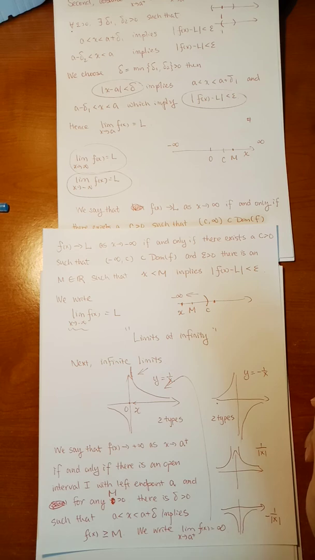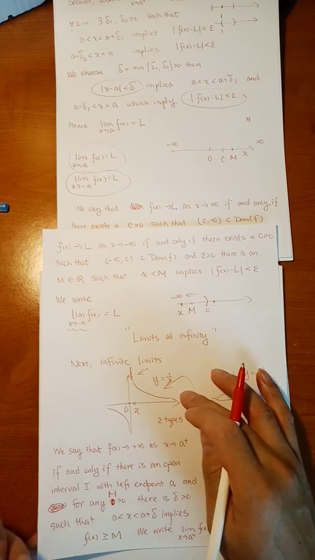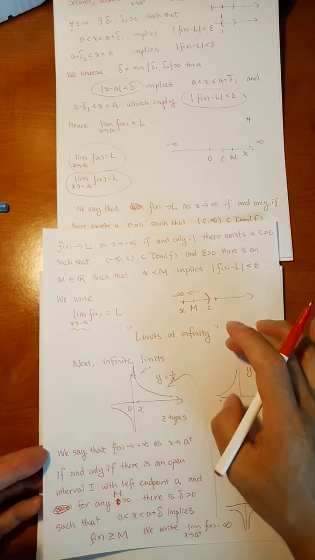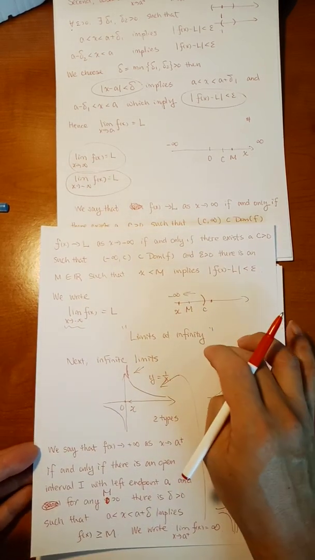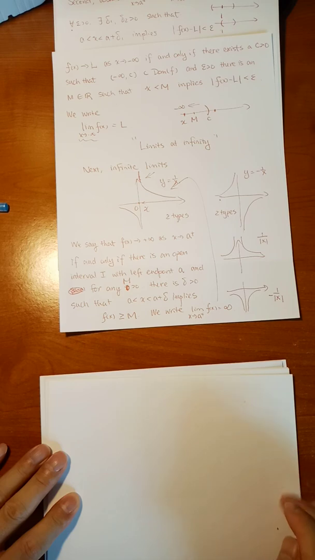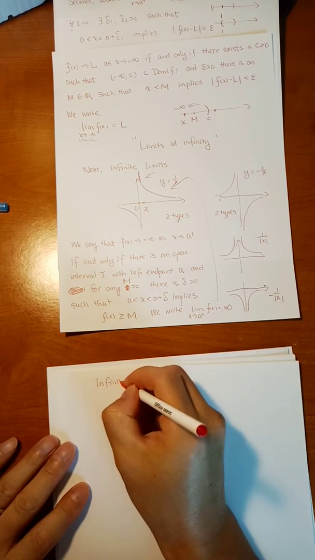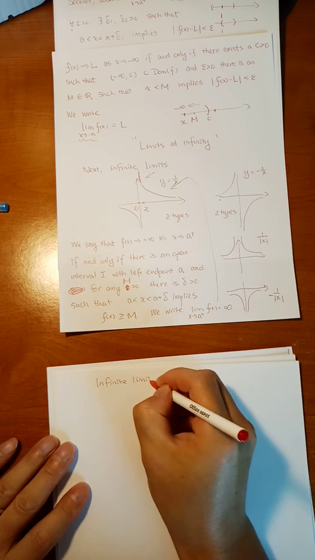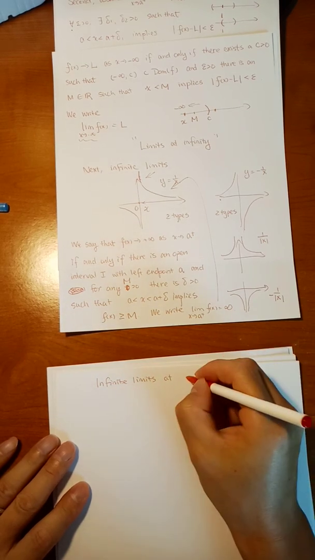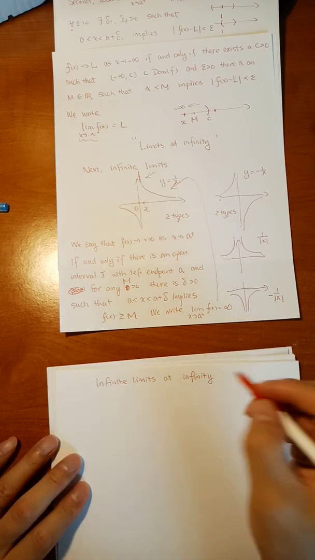After you get those limits at infinity and the infinite limit, we can get a combination of an infinite limit at infinity. Okay? So we have infinite limits at infinity. What is the infinite limit at infinity?